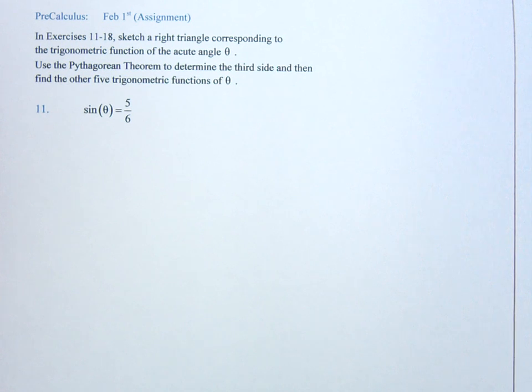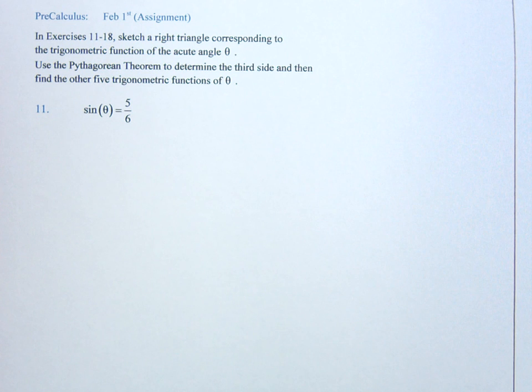This is problem 11 from page 310. It's in section 4.3. And let me go ahead and read the directions. It says, in all these problems, 11 through 18, we want to first sketch a right triangle that corresponds to the trigonometric function of the acute angle theta.